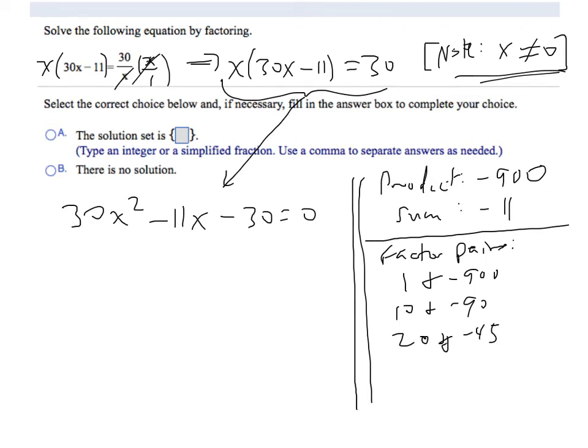Right. So with some experience with the numbers, you'll find that you really don't have to check every single one, or at least you shouldn't check them in the order of the most extreme difference to the least extreme difference if you can see ahead of time that the difference has to be fairly small. So 20 and negative 45, those sum to negative 25, so that's getting even closer to negative 11, but still not there. So I got to keep going.